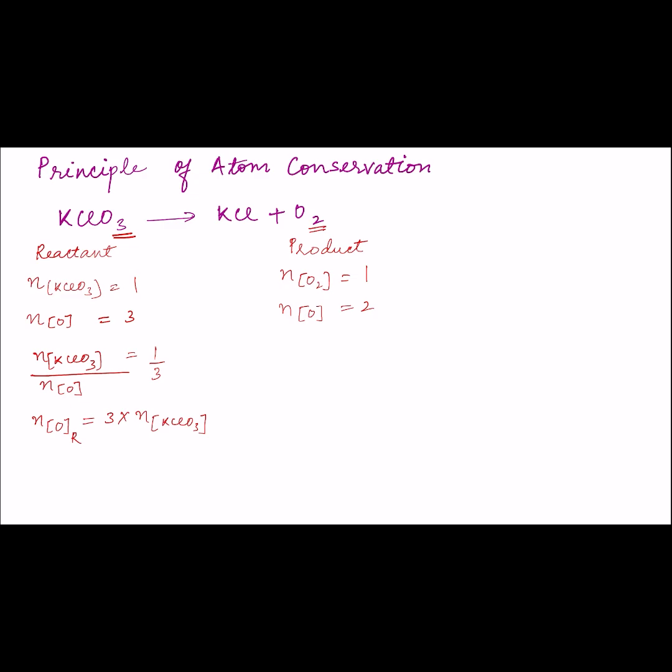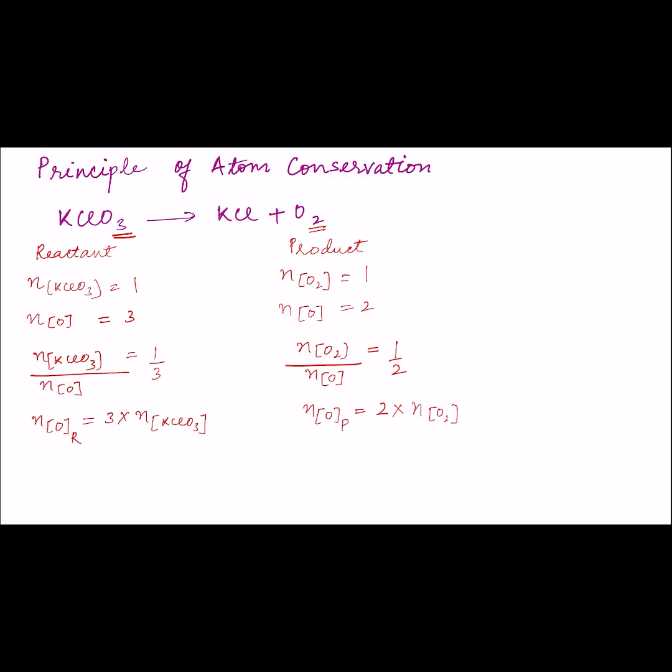Now dividing, moles of oxygen divided by moles of oxygen atoms in 1 mole of oxygen is equal to 1 by 2. Cross multiplying, moles of oxygen atoms in oxygen is equal to 2 into moles of oxygen. This is the moles of oxygen atoms on the product side.